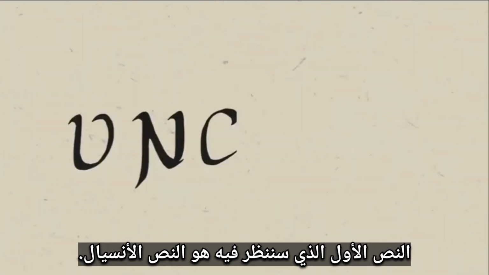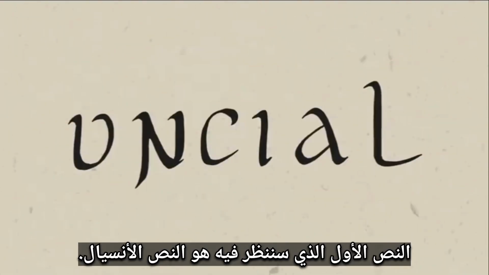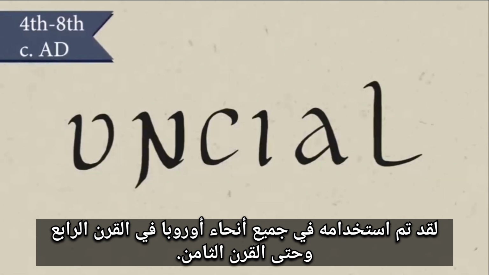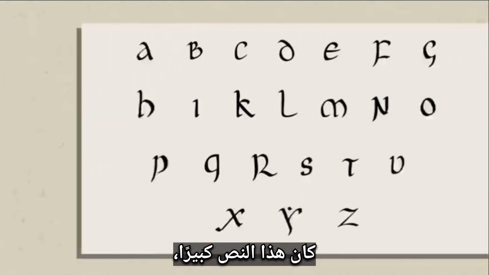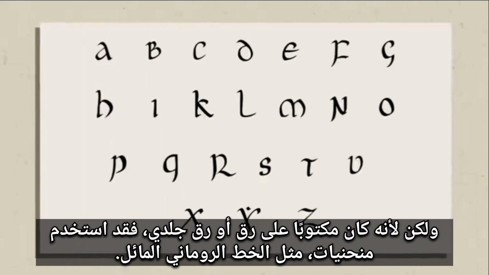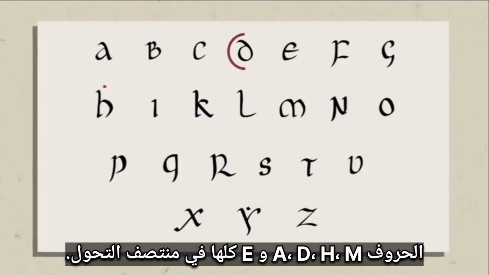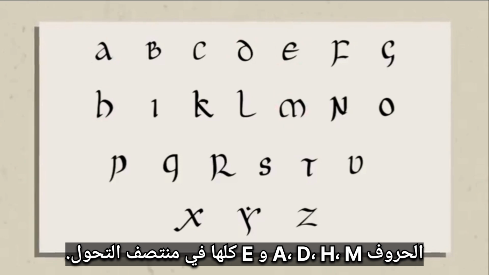The first script we'll look at is the uncial script. It was used throughout Europe in the 4th century through to the 8th century. It was a majuscule script, but since it was written on parchment or vellum, it used curves, much like Roman cursive. With this script, you can start to really see the evolution from the Roman capitals to our lowercase letters. The letters A, D, H, M, and E are all in the middle of transforming.